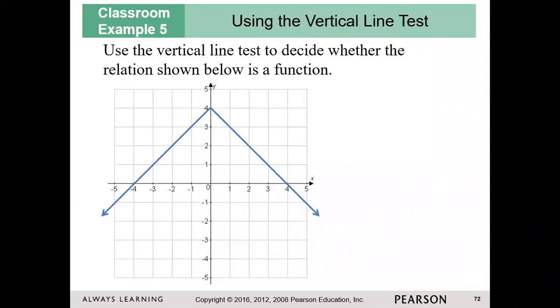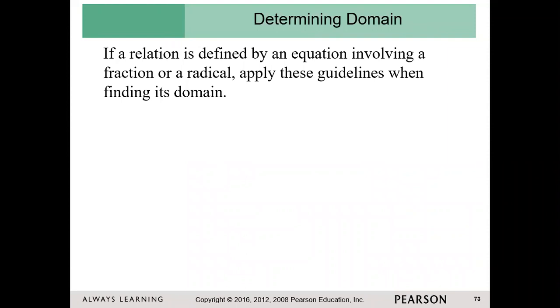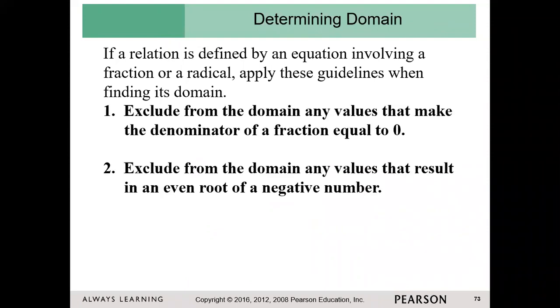Okay, so we already did this, which is why I just skipped over it very quickly. If a relation is defined by an equation involving a fraction or a radical, apply these guidelines when finding the domain. Exclude from the domain any values that make the denominator of the fraction equal to 0. So you're going to have to be setting these denominators equal to 0 if there are variables down there to figure out what is not in the domain. And exclude from the domain any values that result in an even root of a negative number.